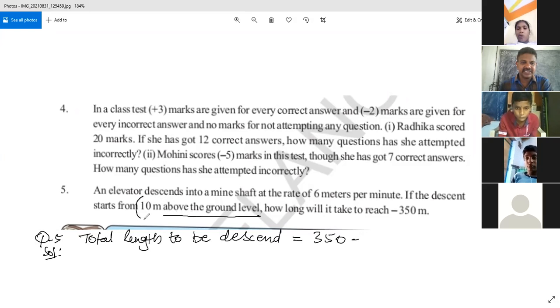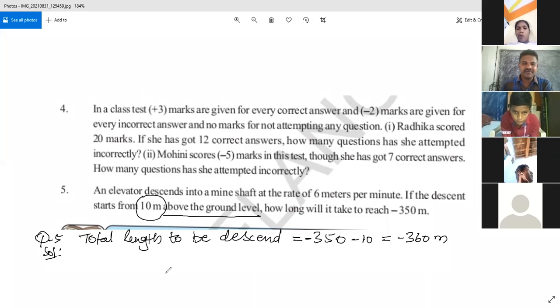How many meters is it above the ground level? 10 meters. So it is descending low. This is ground level below. All are represented by negative symbols, you know. See, minus 350 meters, and we have to subtract 10 meters from that. So both are minus, we just add two negative integers. It becomes 360 meters actually.